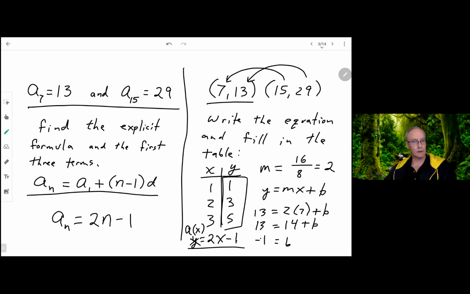And let's see if that works. Put a 7 in there and you get a 13. Put a 15 in there and you get your 29. Again, I'm going to recommend this method. So I hope that makes sense to you and you can see the connection.